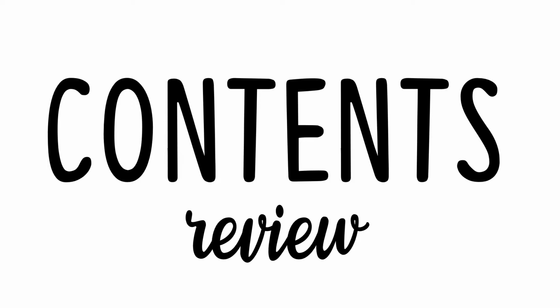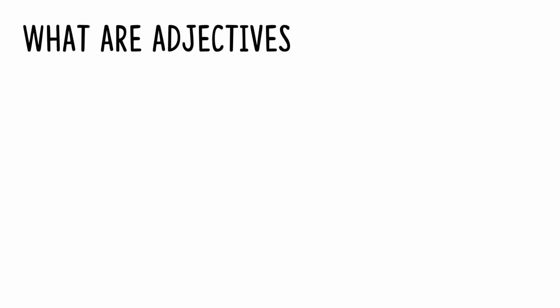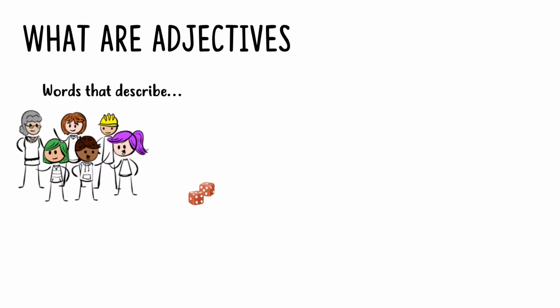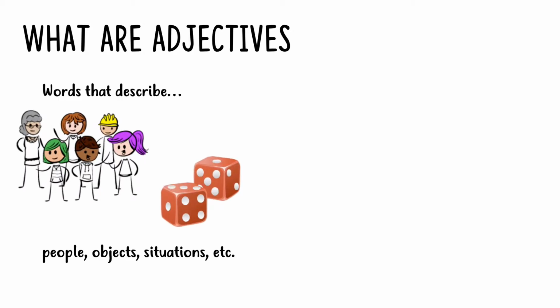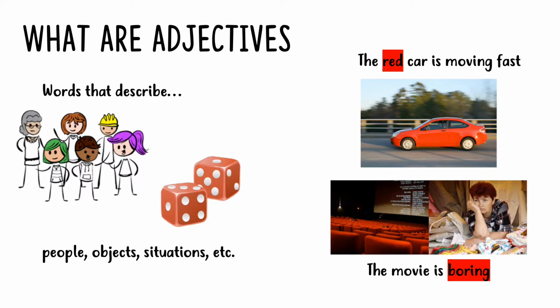Let's begin with a review of what adjectives are and how we can use them with ed and ing endings. What are adjectives? Adjectives are words that describe people, objects, situations, etc. For example, when you say, the red car is moving fast, red is the adjective. Or if you say the movie is boring, boring is the adjective.